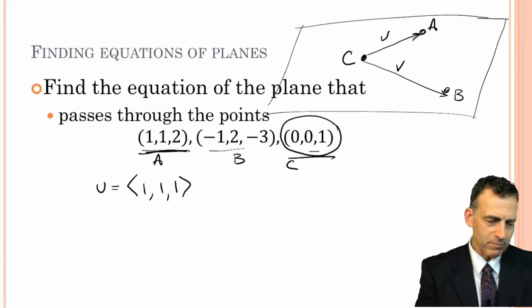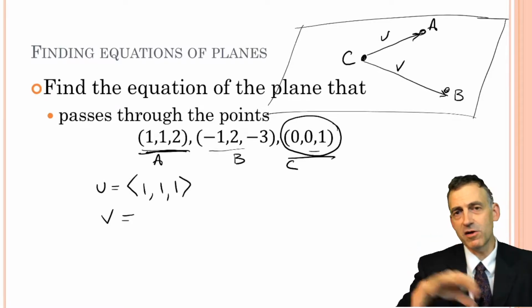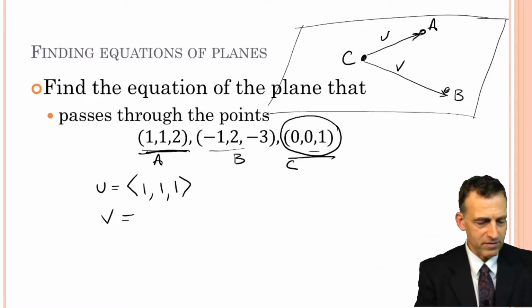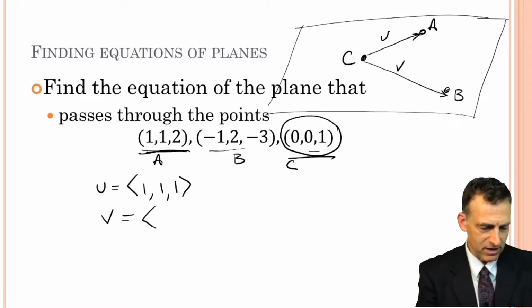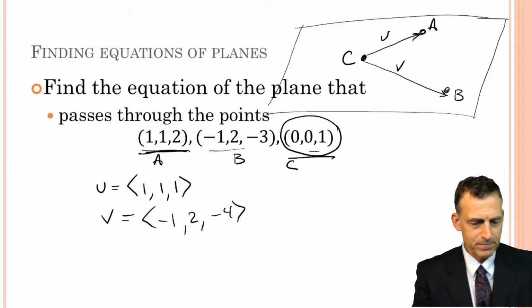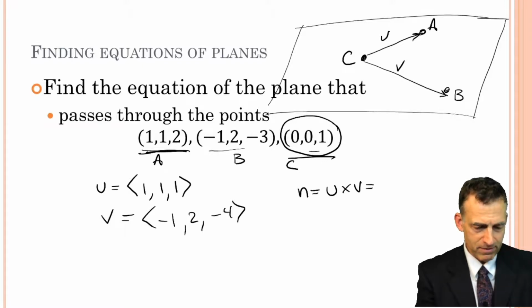Anyway, let's do the same thing for vector V. Start at point C, go to point B. So we're going to take the point B and subtract off the point C, and that'll give us the vector -1, 2, and -4. Now we do the cross product of these to get my normal. So the normal is going to be U crossed with V.